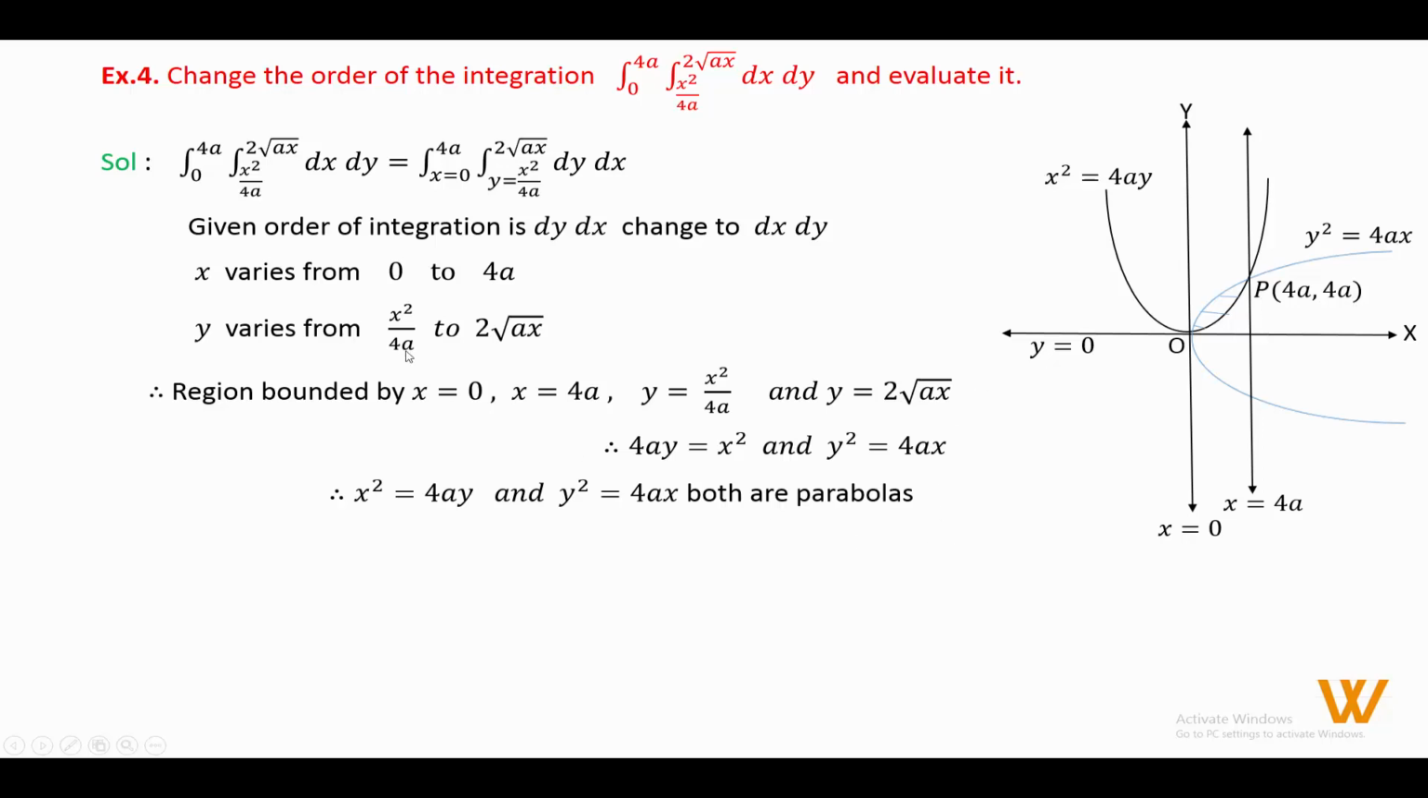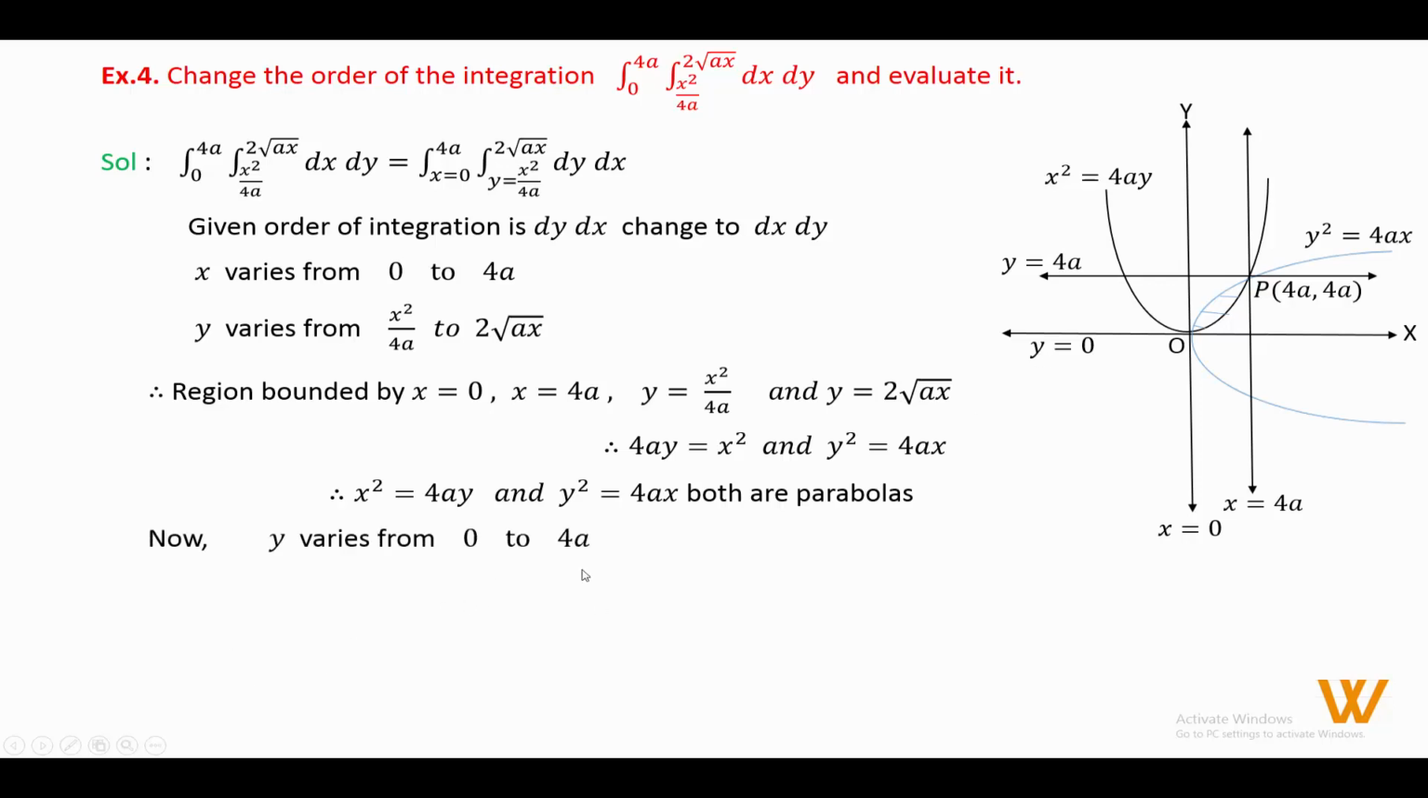Now find the new limits. First, in the given integration, the value of x is a constant. Now in the new integration, the value of y is constant. So first, y varies from this line, y equals 0. Draw a line parallel to the x-axis. The equation of this line is y equals 4a. Means y varies from 0 to 4a.